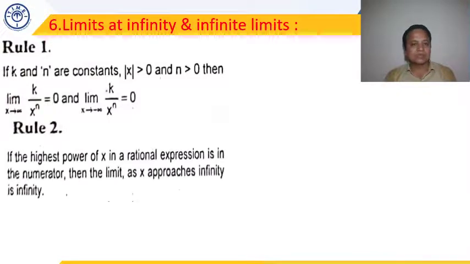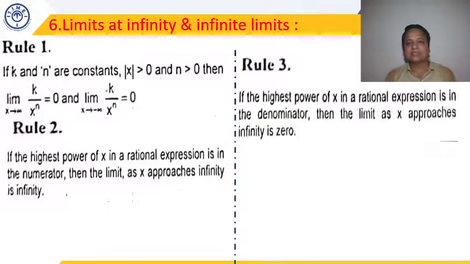Rule 2: if the highest power of x in the rational expression is in the numerator, that means the numerator and denominator are both polynomial expressions and the highest power of x lies in the numerator, then x will remain in the numerator. So as x tends to infinity, the value of the limit also tends to infinity. If x remains in the numerator after taking common, then when you substitute x equal to infinity, the value also remains infinite.